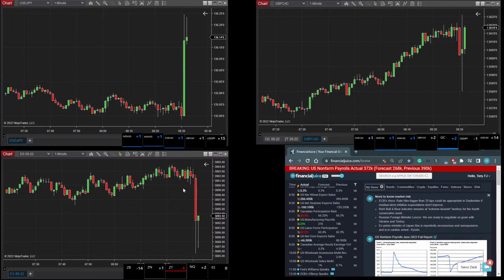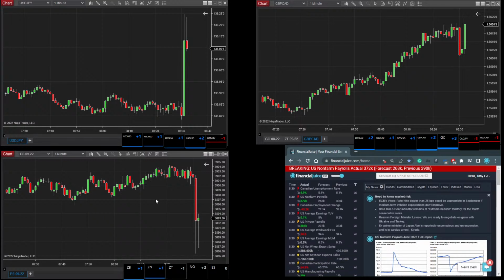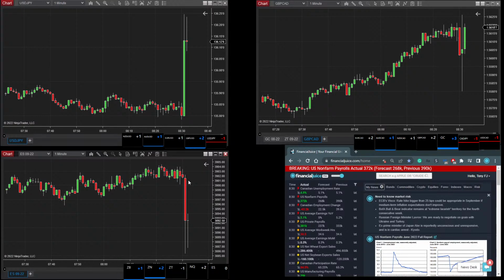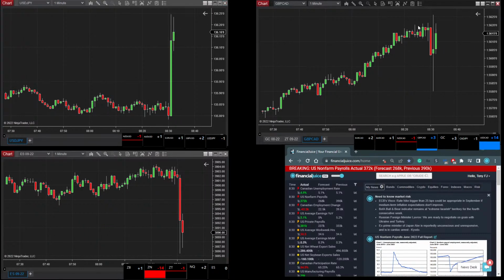So overall, much better than expected payrolls figures. The average earnings ticked higher as well. Hence, we're seeing the S&P 500 maintaining its move towards the downside. Dollar yen seems to move towards the upside. GBP CAD off of the Canadian data, which was much worse than expected, hence you've seen that strengthening there, weakening there from the Canadian dollar.